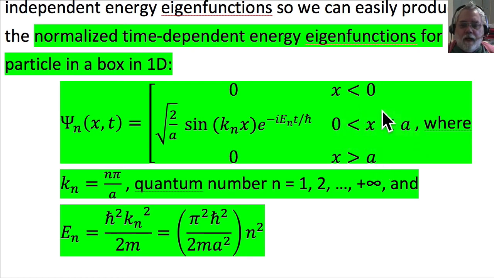But in the region 0 to a, it is the time-independent portion, square root of 2 over a sine k sub n x, multiplied times the time-dependent complex exponential, e to the minus i E sub n t over h bar. We can do this because it's an energy eigenstate, and we can solve the time-independent Schrodinger equation and trivially get the time-dependent energy eigenfunctions with this complex exponential, because this wave function has a definite energy, E sub n.